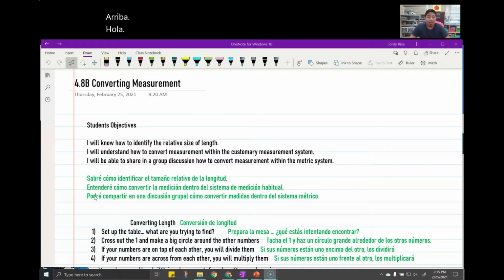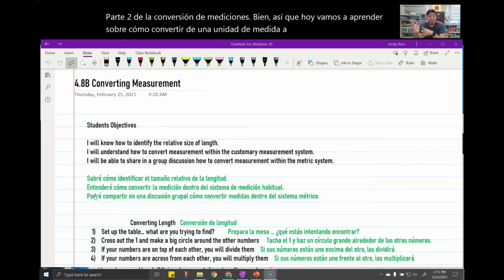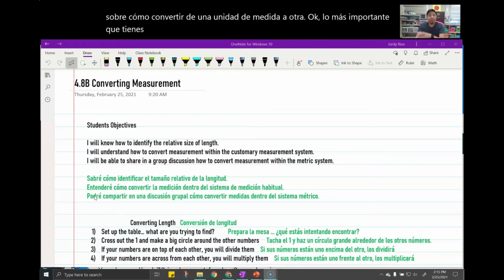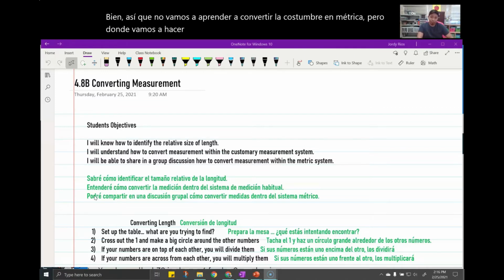Hello everyone, I hope you're having a great day today, because today is part 2 of converting measurement, okay? So today we're going to be learning about how to convert from one unit of measurement to another unit of measurement, okay? The most important thing that you have to understand is that we're only going to be doing it in one system at a time, okay? So we're not going to learn how to convert customary into metric, but what we're going to be doing is go from one unit of measurement in customary into another unit of measurement in customary.